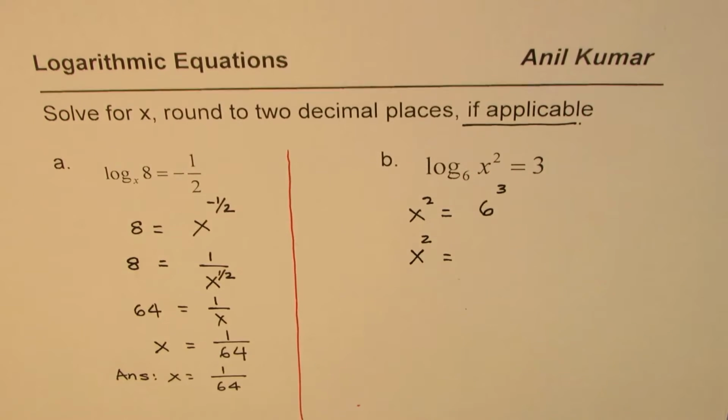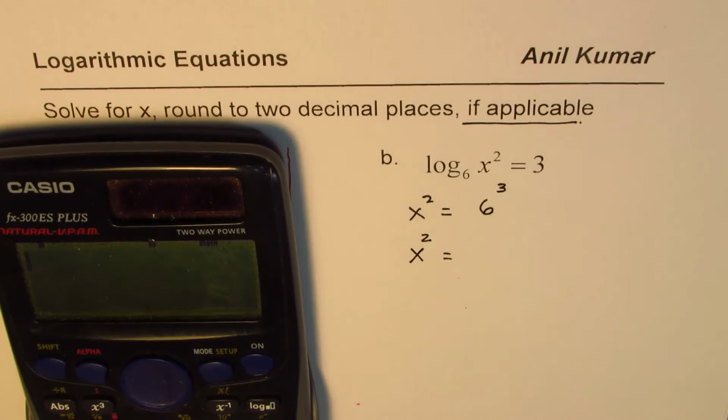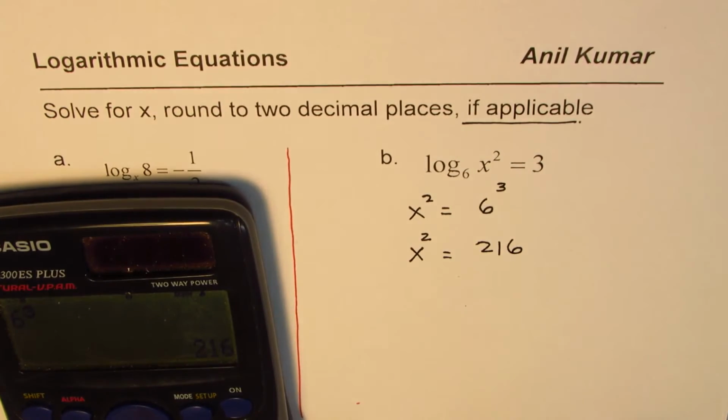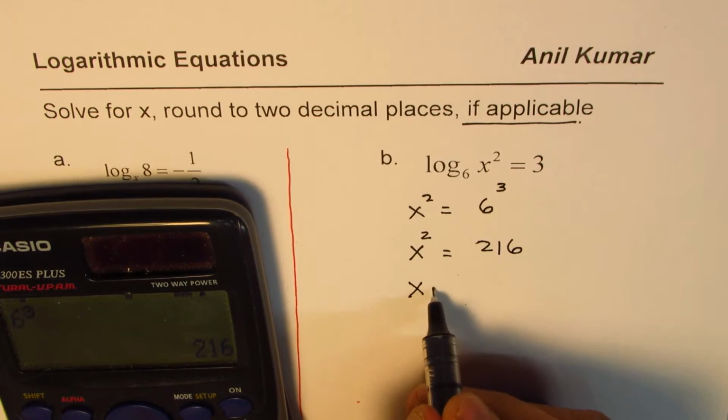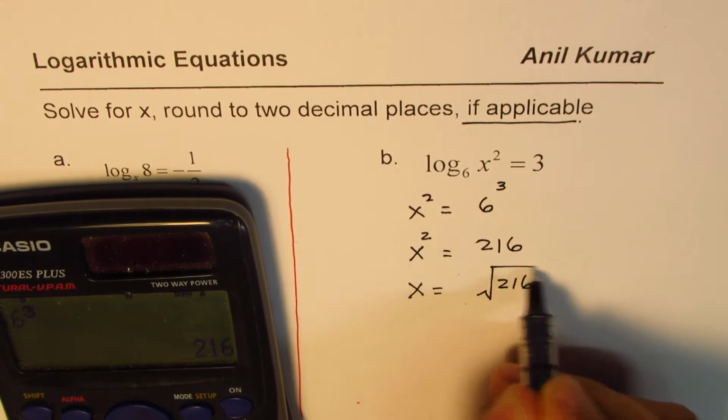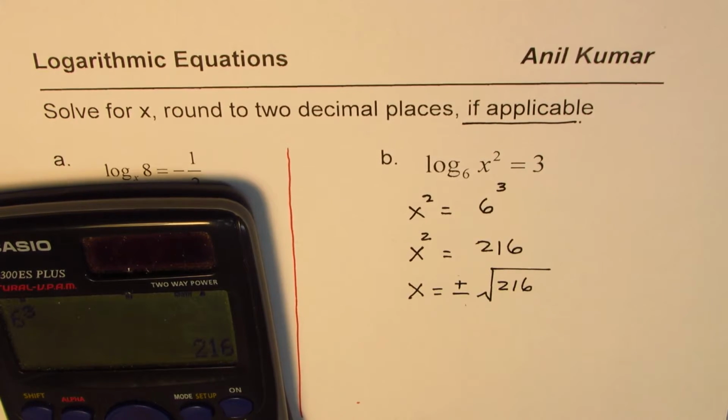So let's get it in numbers. So 6 cubed is how much? 6 cubed is equal to 216. Let's write 216. It becomes simpler, right? So now we say, what is x equal to? x is equal to square root of 216. And whenever you do square root, you have to do positive and negative.